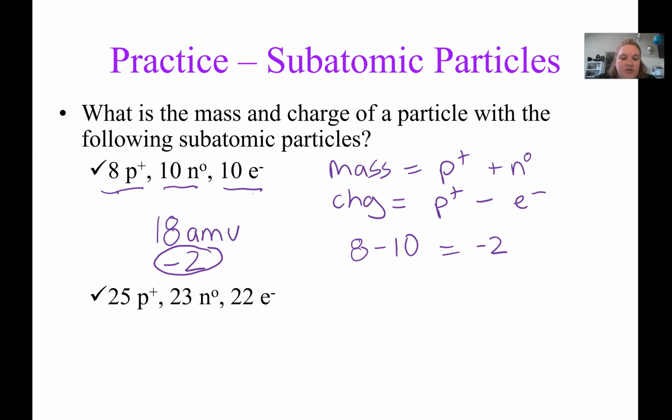In the second one, we have 25 protons, 23 neutrons, and 22 electrons. If we use our same formulas here, 25 plus 23 means that we will have a mass of 48 AMUs. And if we compare the protons to the electrons, this time we have more protons than we do electrons. So we're going to have a +3 charge.